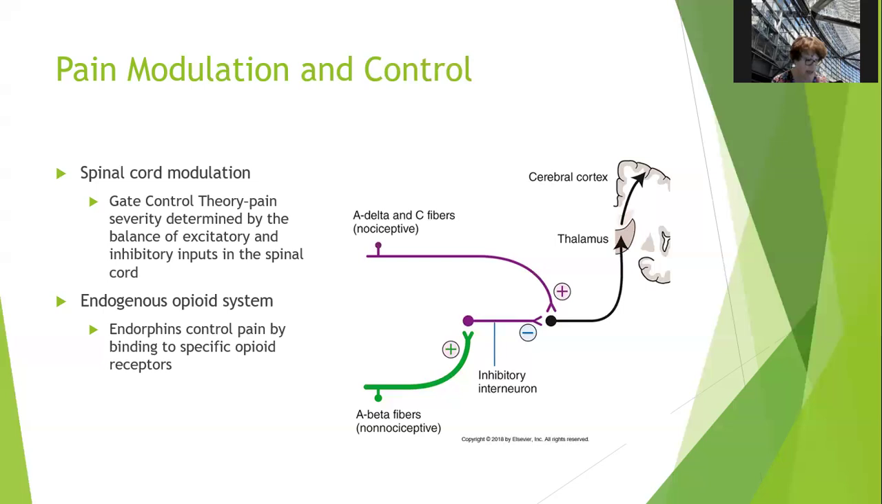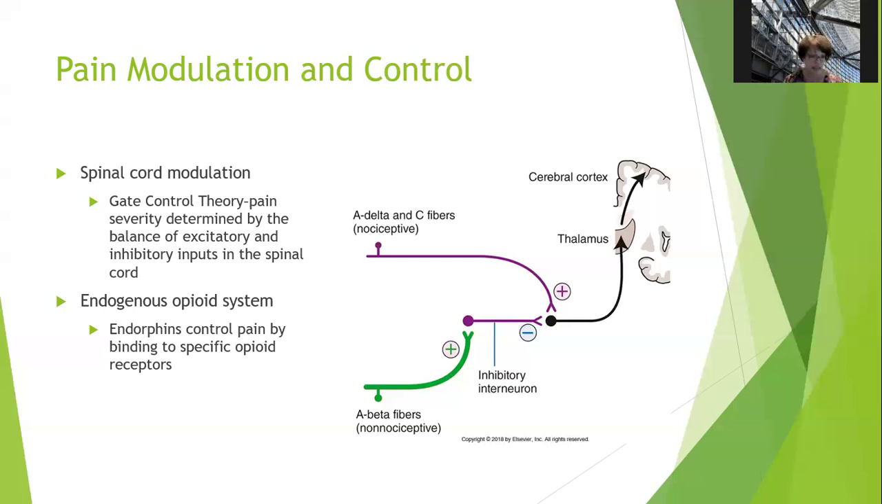So the pain is controlled by the balance, basically, of excitatory and inhibitory inputs. And basically, what we're trying to do with physical modalities is we're trying to add more inhibitory inputs to damp down the pain, to stop pain transmission at the dorsal horn of the spinal cord.